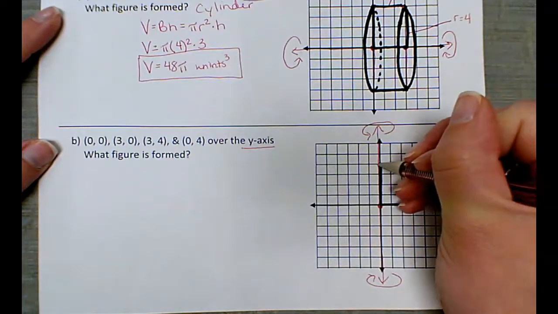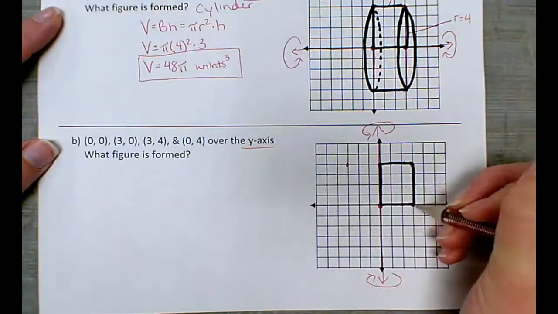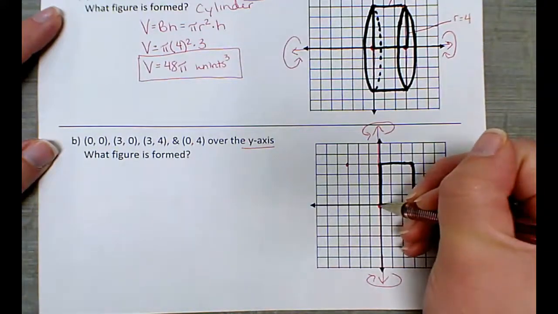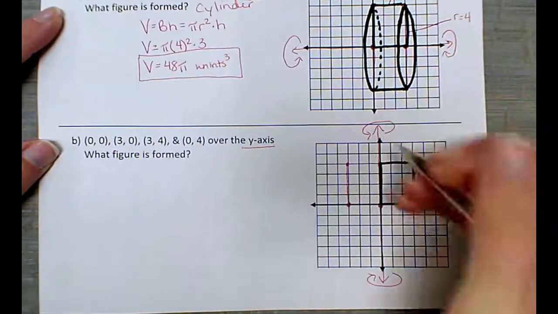So 1, 2, 3 units to the axis, 1, 2, 3 units past the axis. 1, 2, 3 units to the axis, and 3 units past the axis. So here is the reflection.